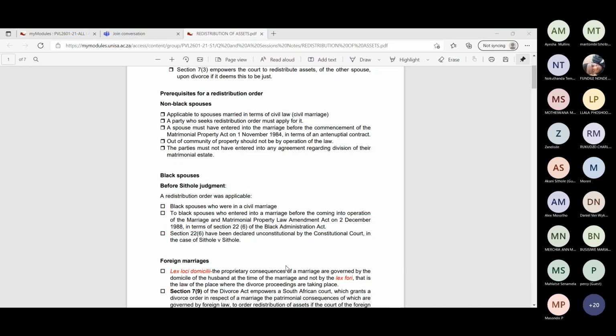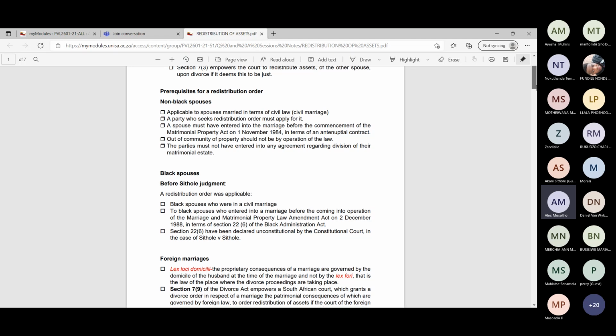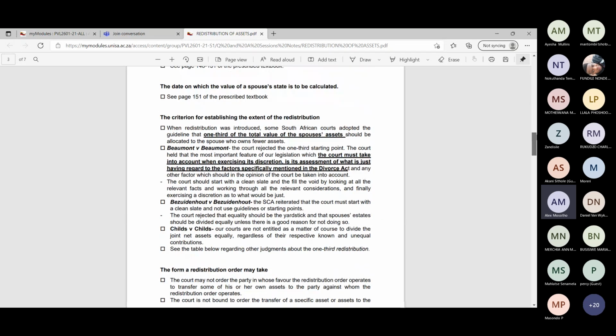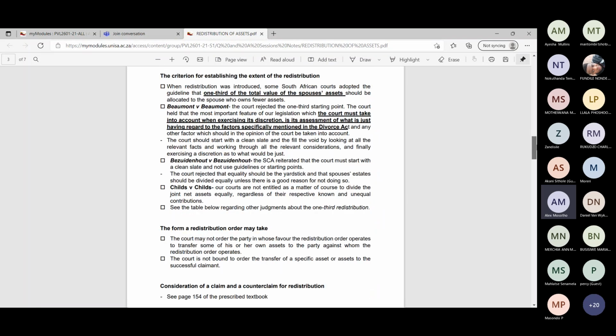Before I continue, Alex, do you understand now? Yeah, I understand. So what I want to check very quickly is, when you request the redistribution order, what then happens? Is the court going to determine the percentage the wife is going to get from this redistribution, or is it the spouses who must determine it? For instance, the wife is not working, I'm working, and I've amassed a lot of assets. So in terms of determining the percentage of redistribution, who has to determine that particular allocation?